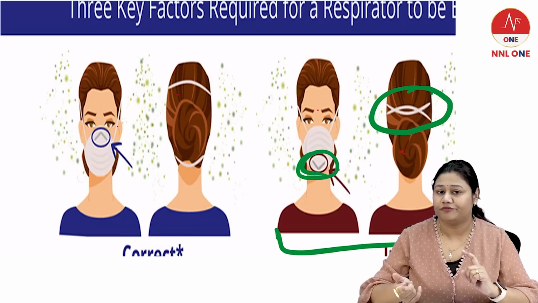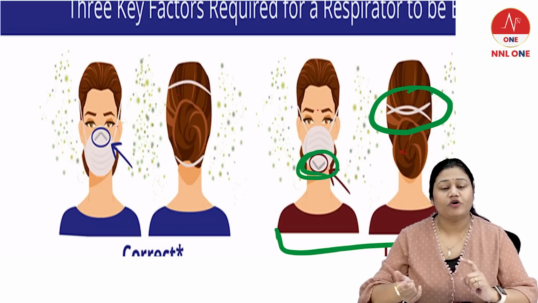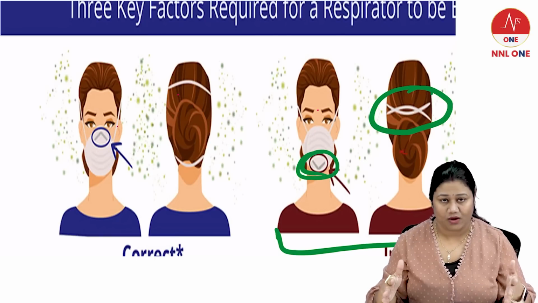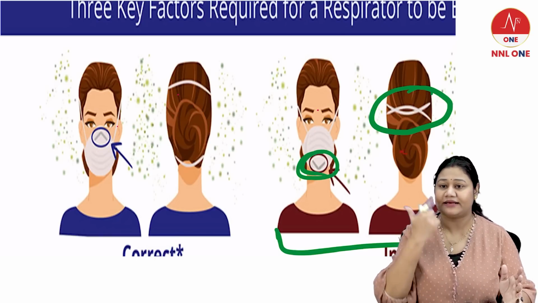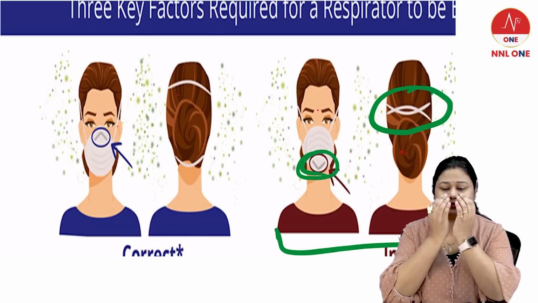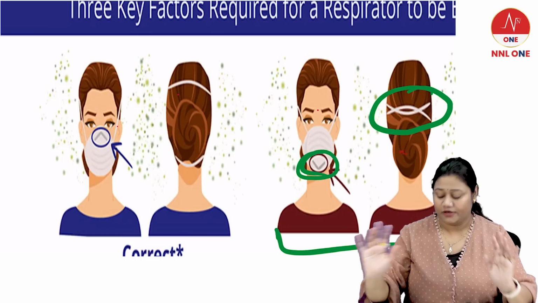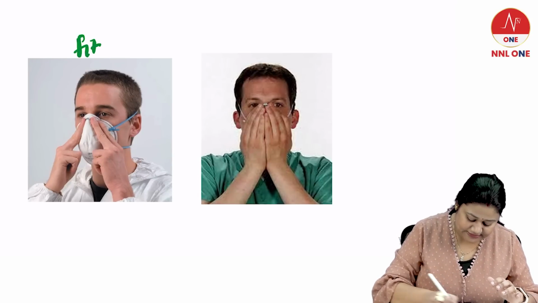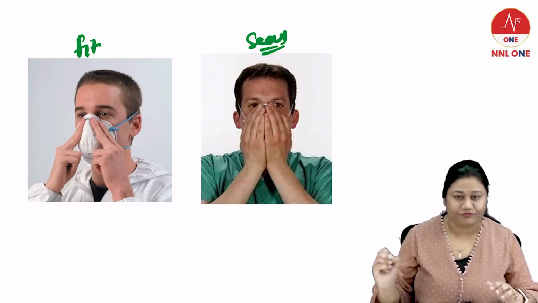Then I have to perform the positive seal check. For the positive seal check, I have to blow out, I have to exhale. When you are exhaling, the respirator has to bulge outward. You can feel that the respirator is moving out and no air is leaking. This is how you have to perform the seal check. This is your fit check, and this is the seal check that you have to perform.